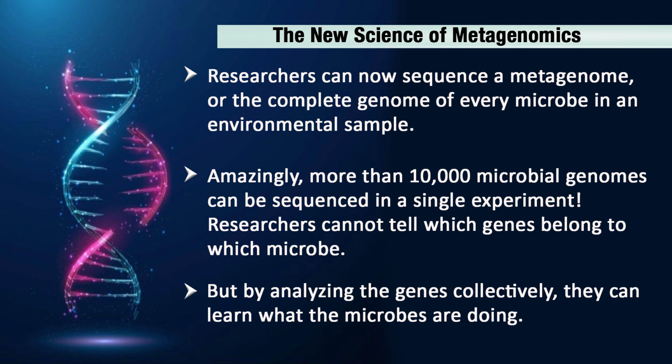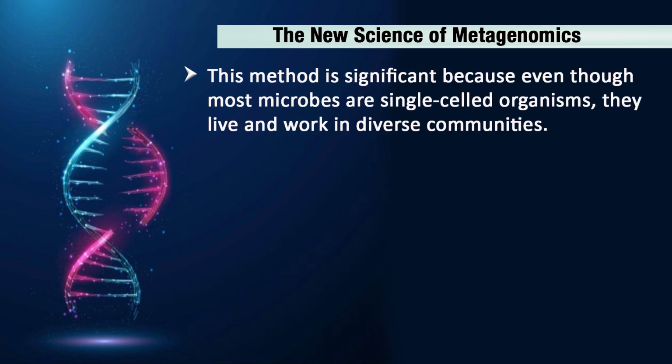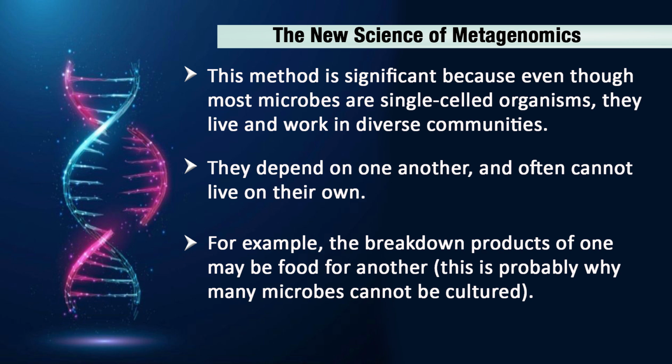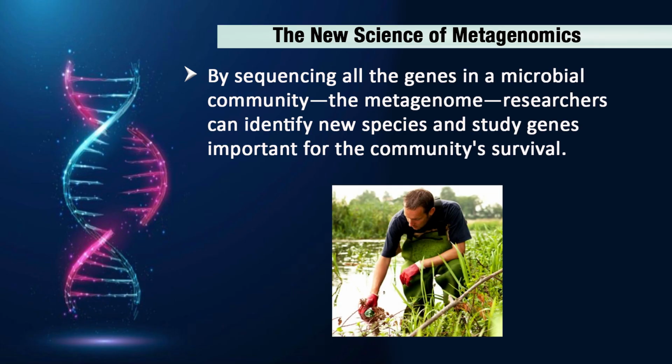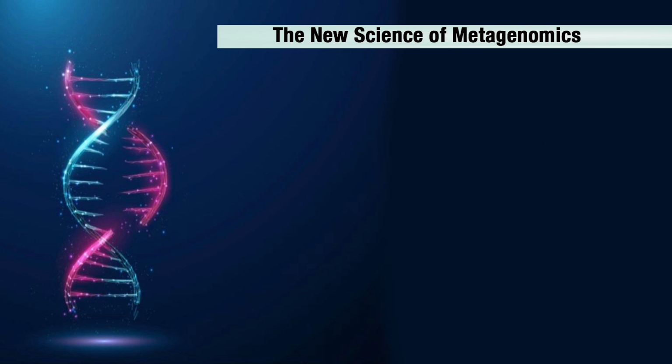the microbes are doing. This method is significant because even though most microbes are single cell organisms, they live and work in diverse communities. They depend on one another and often cannot live on their own. For example, the breakdown products of one microbe may be food for another. By sequencing all the genes in a microbial community, the metagenome, researchers can identify new species and study genes, which is important for the survival of a community.